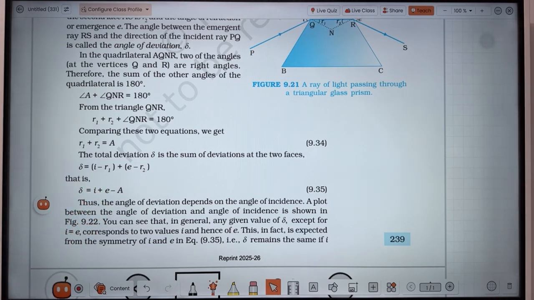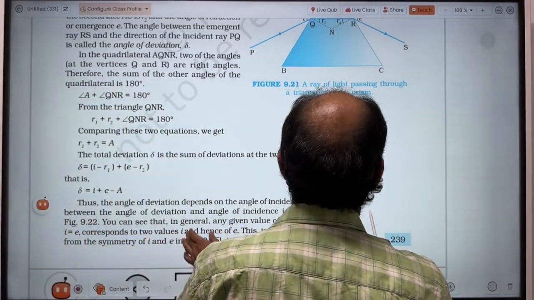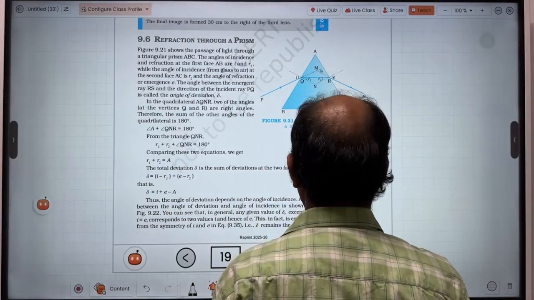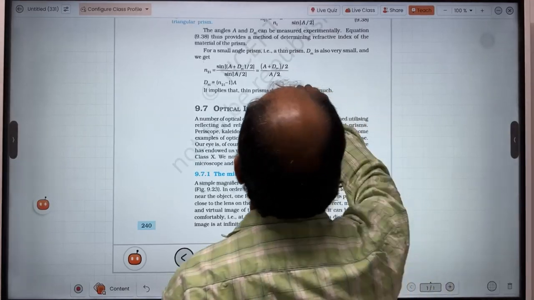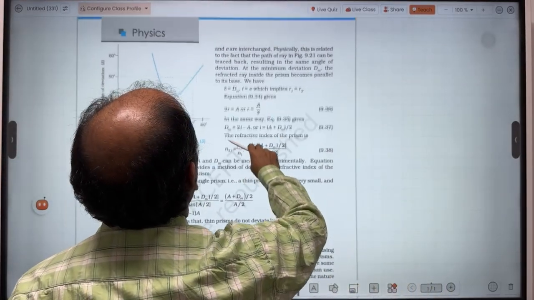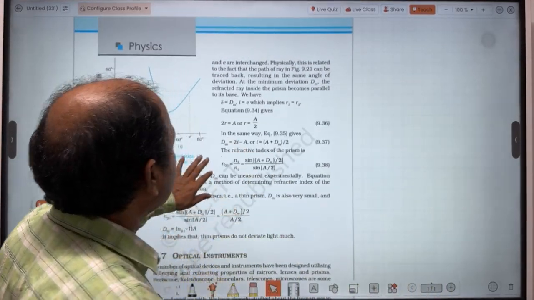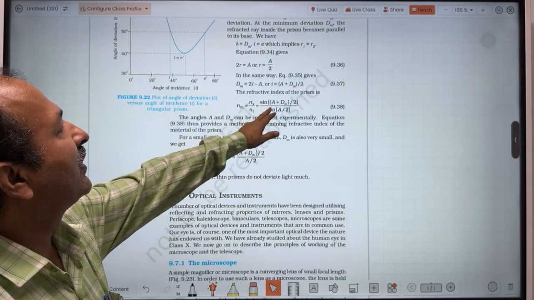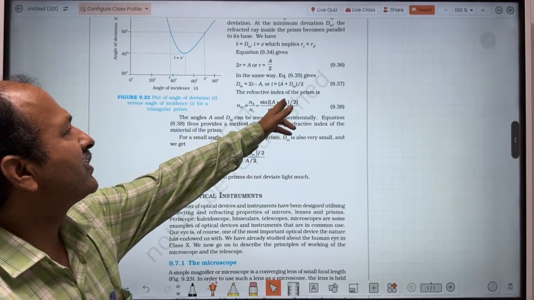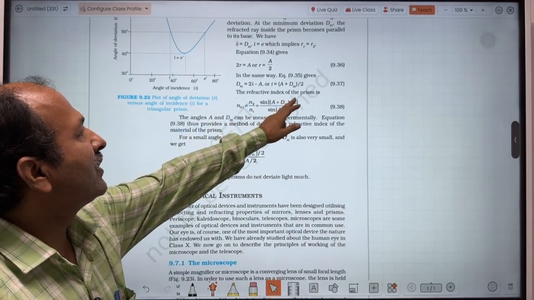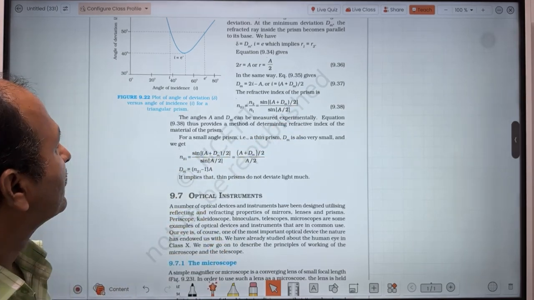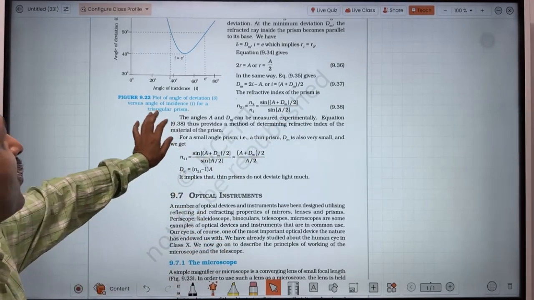So we have got R equal to A by 2 and I equal to A plus delta by 2. And then we apply the formula. What is the formula? Mu equal to sine I upon sine R. So if we put those values, then the refractive index will be sine of A plus delta minimum divided by 2, divided by sine A by 2, right? So up to here there is no problem.